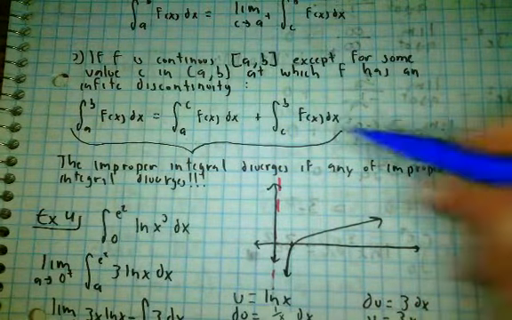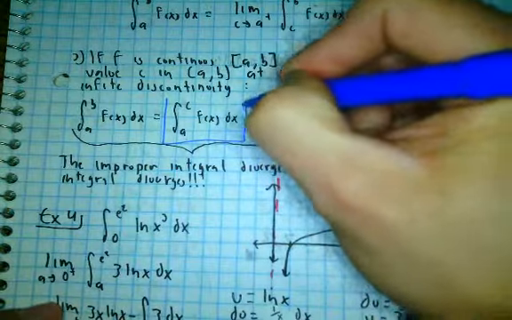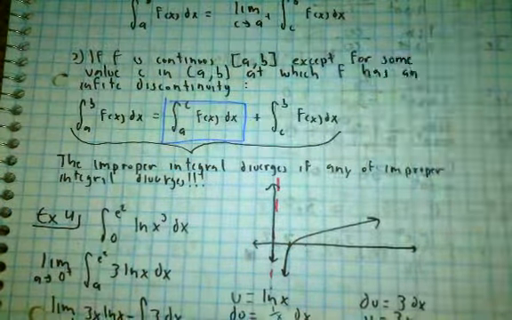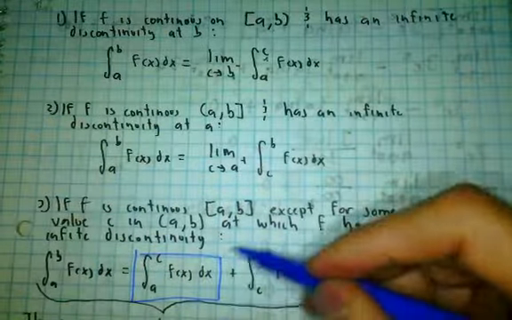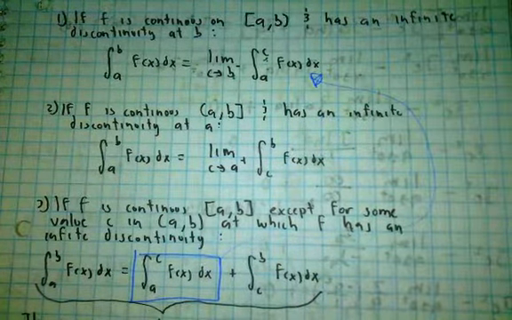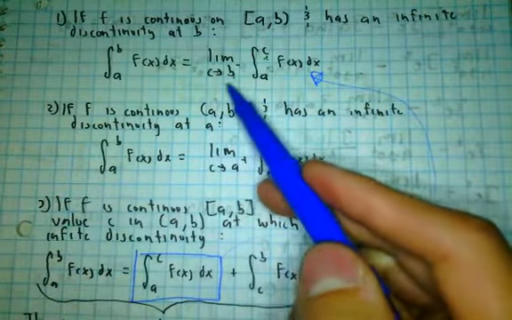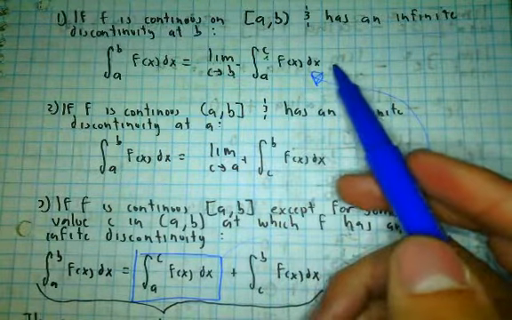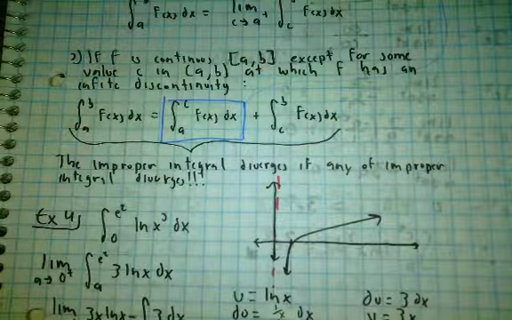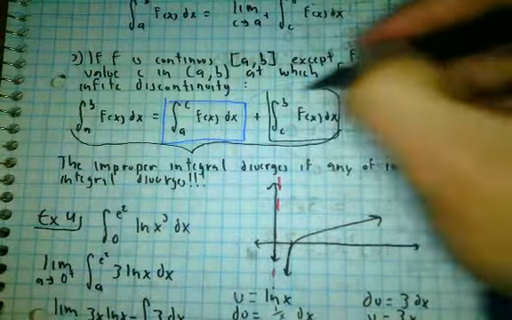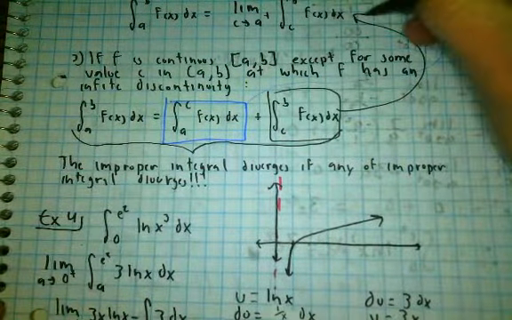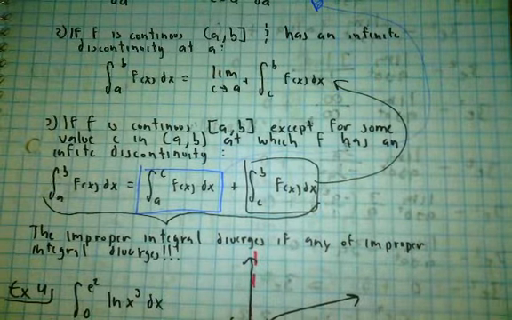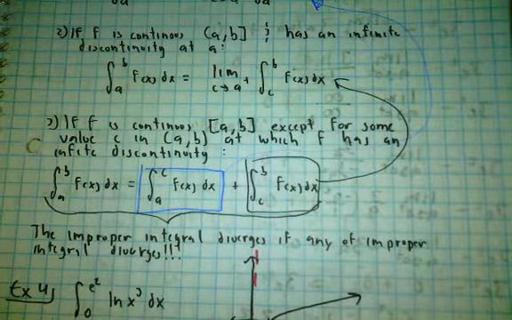Now, I got lazy, but basically, if you look at this, this is the same thing as what? That very first one. So it would become the limit as C approaches B from the negative side, of the integral from A to C of f of x dx, plus this part right here would become that one. You with me? So you are still using a limit.